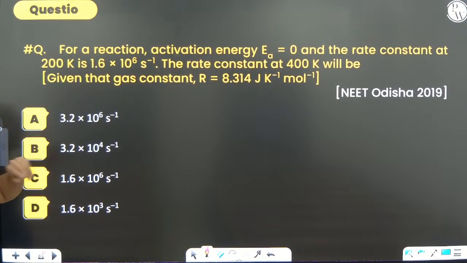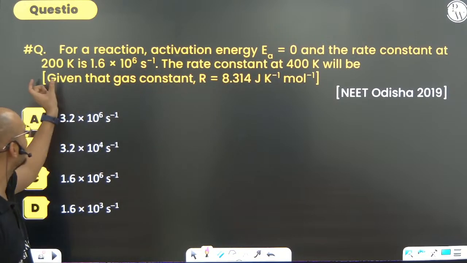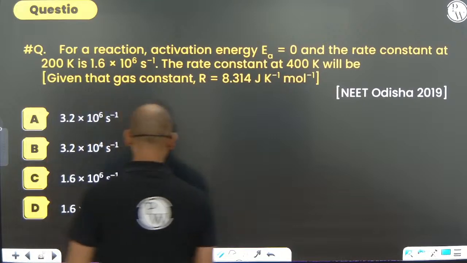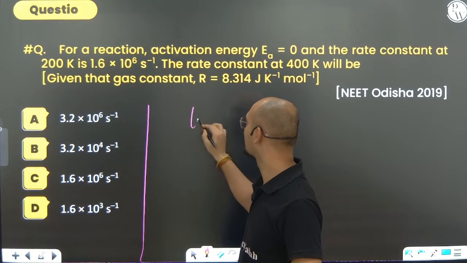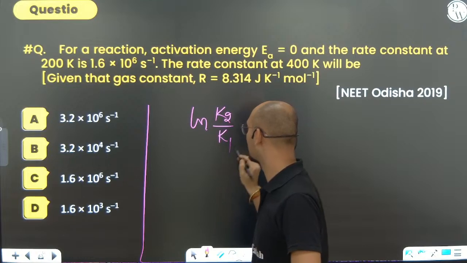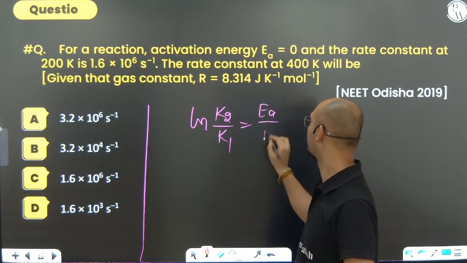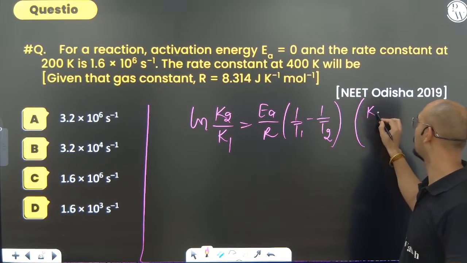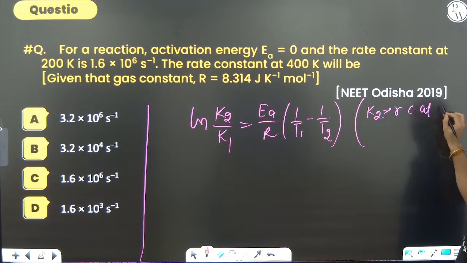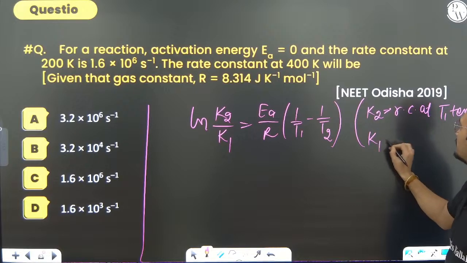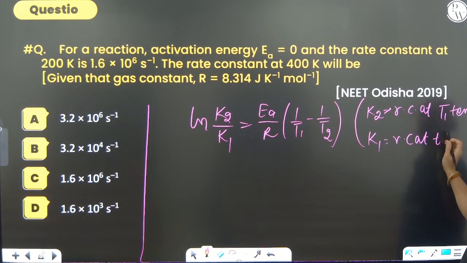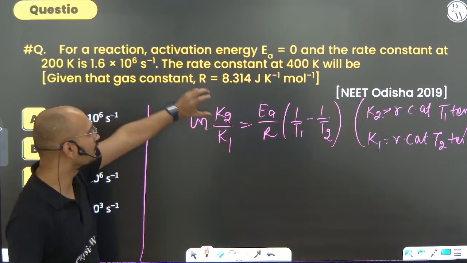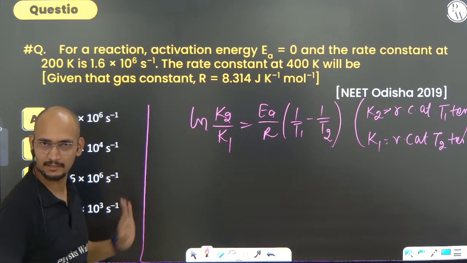Next, for a reaction, activation energy EA equals 0. The rate constant at 200 Kelvin is this much. The rate constant at 400 Kelvin will be equal to what? Please remember, we can change that into ln of K2 by K1 equals EA by R into 1 by T1 minus 1 by T2. Consider K2 the rate constant at T2 temperature and K1 the rate constant at T1 temperature. Now if you put all these values here, you will get the answer. Please do that, not a big deal.